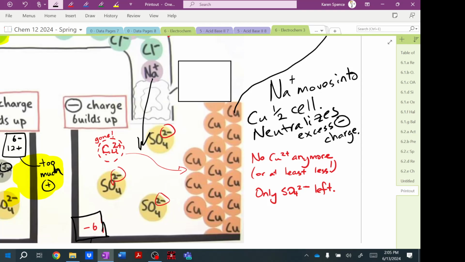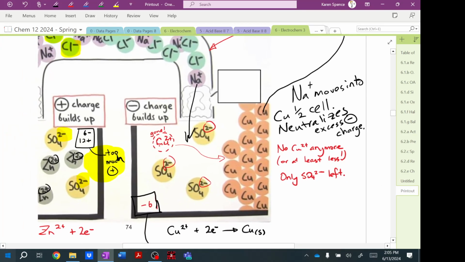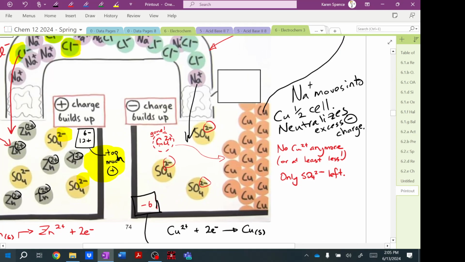While we are here, what the heck is that thing at the end of the glass U-tube, at the end of the salt bridge? What's that thing? That is a cotton plug.